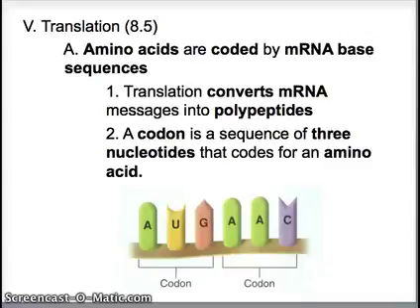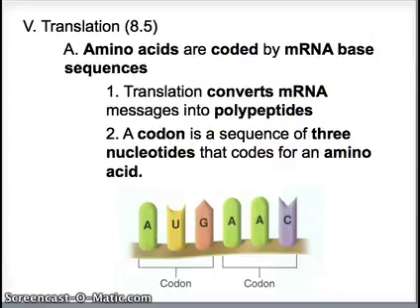Now, on to translation. How do we take this code and build something useful with it? So amino acids are coded for by messenger RNA base sequences, and translation converts mRNA into polypeptides or proteins. So you need to know the term codon and anticodon. We're first going to focus on what a codon is.